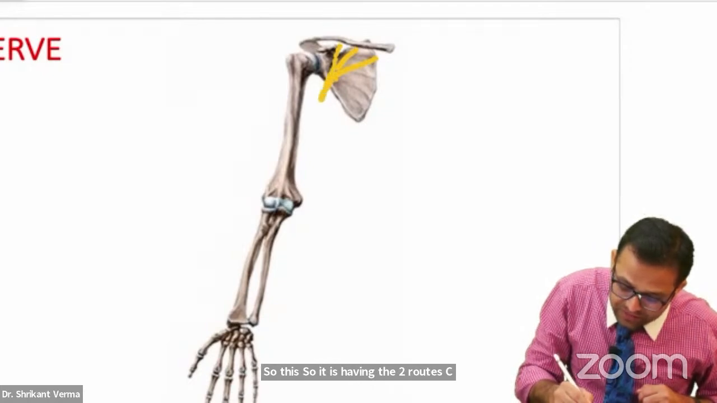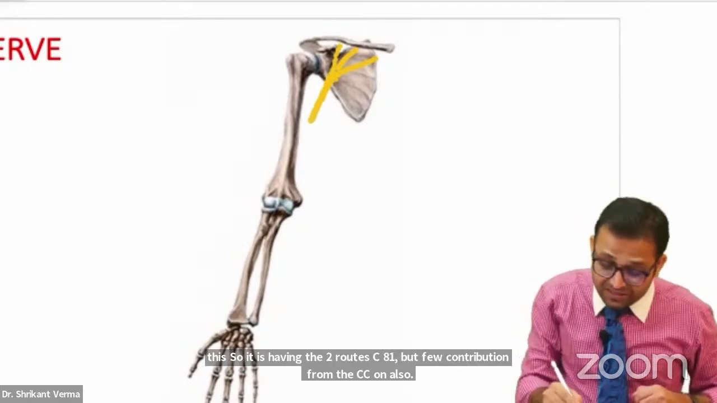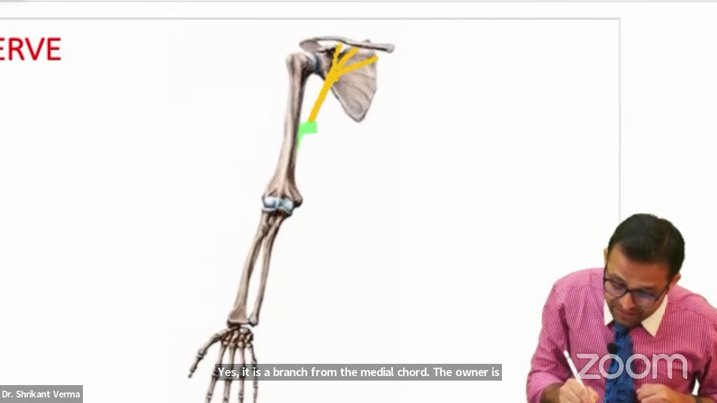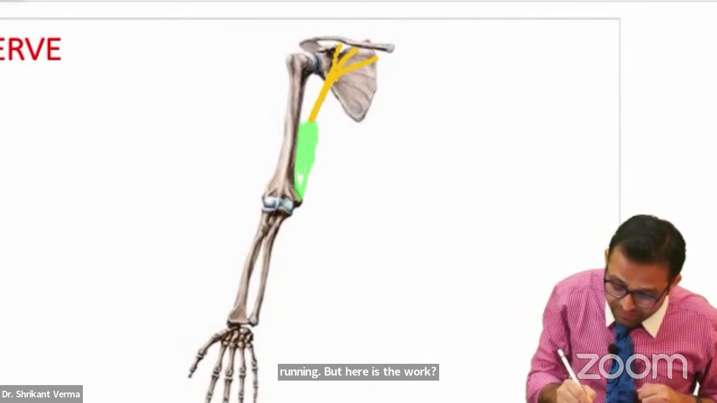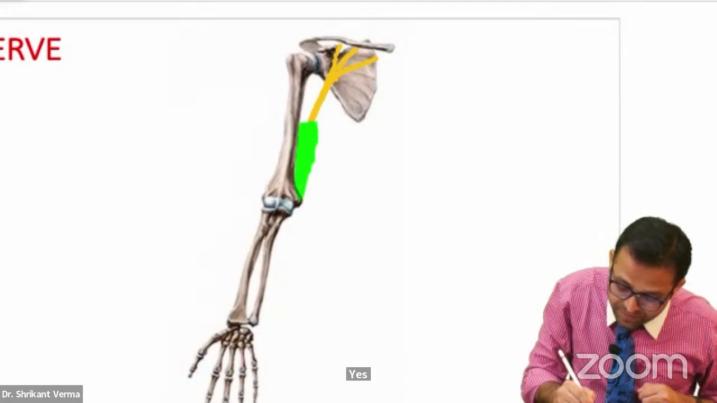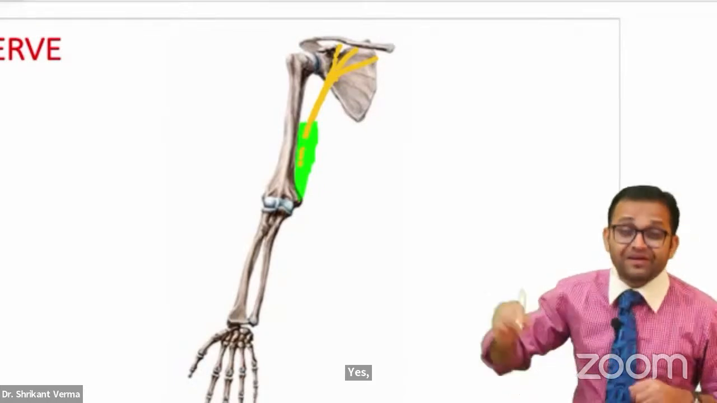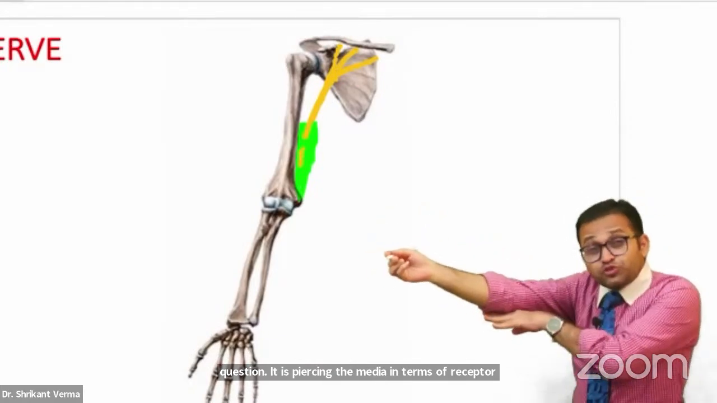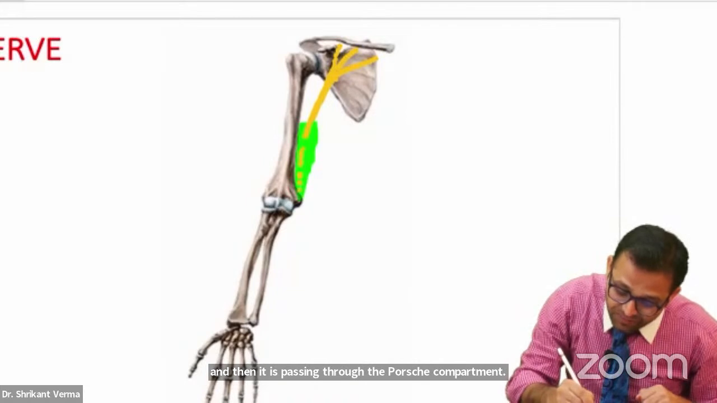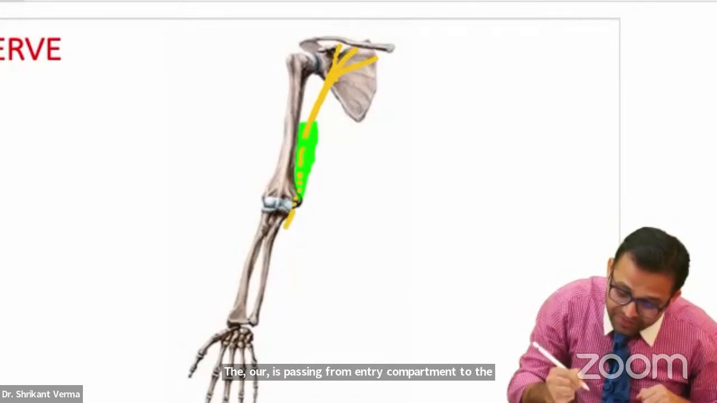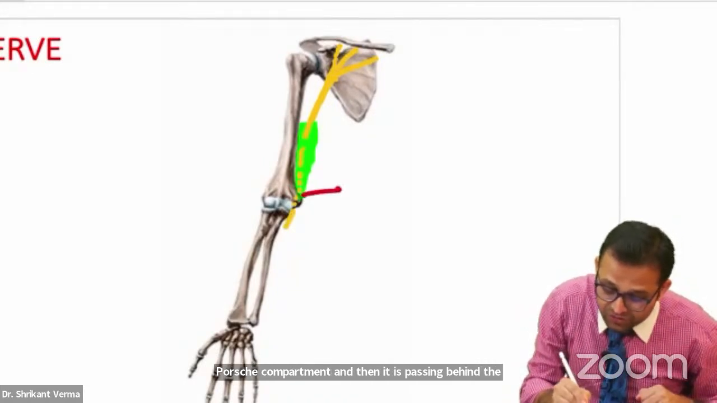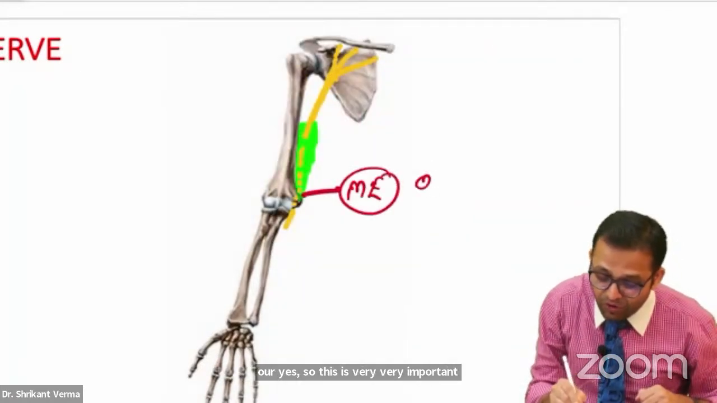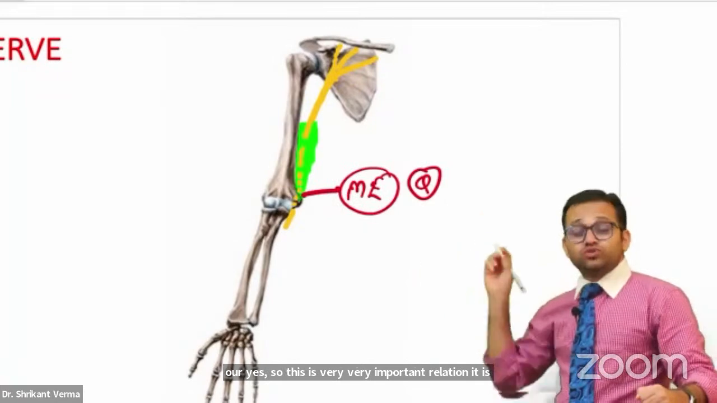The ulnar nerve is running, but here is the medial intermuscular septum. It is an important question. It is piercing the medial intermuscular septum, and then it is passing to the posterior compartment. Our ulnar nerve is passing from the anterior compartment to the posterior compartment, and then it is passing behind the medial epicondyle. So this is a very, very important relation. It is running behind the medial epicondyle. Many important questions I am telling you.